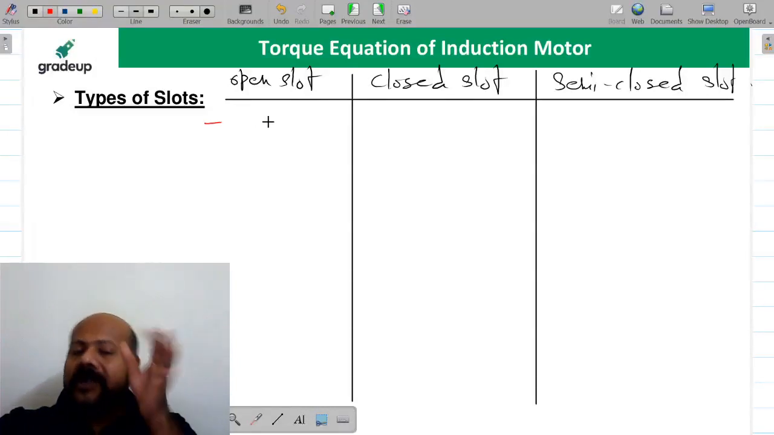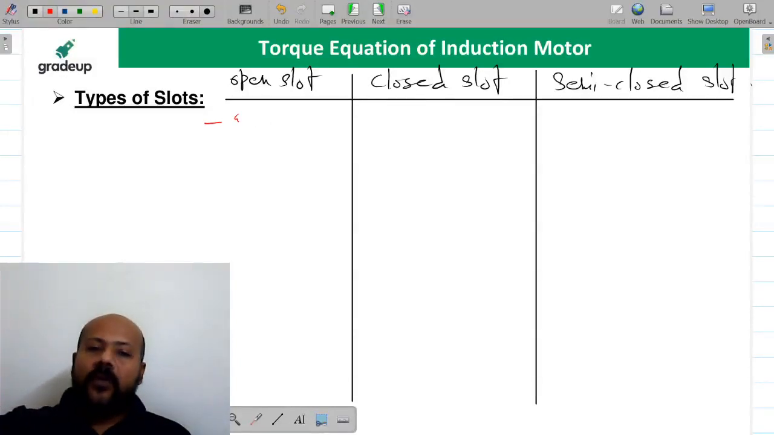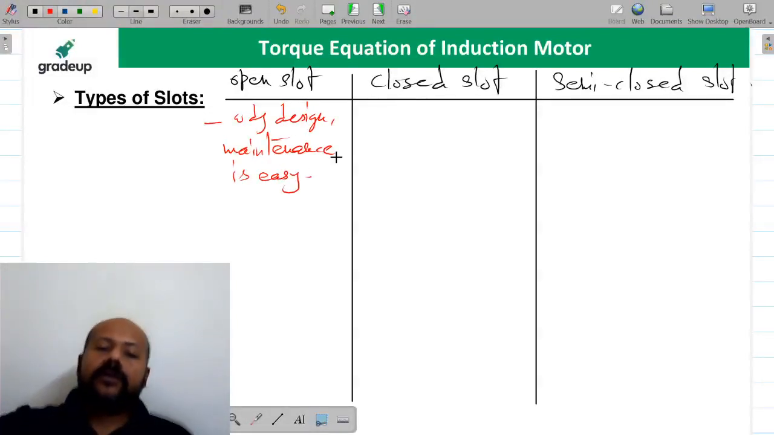This is the obvious thing. If your slots are going to be open, then the winding design and their maintenance is easy. Yes or no? How you are going to have the open slots? Your open slots are going to be something like this. Let me draw a rough diagram so that you understand what is open slot. Suppose this is your rotor periphery. This is your rotor periphery.